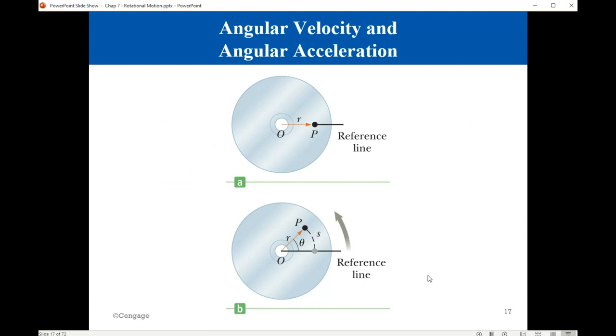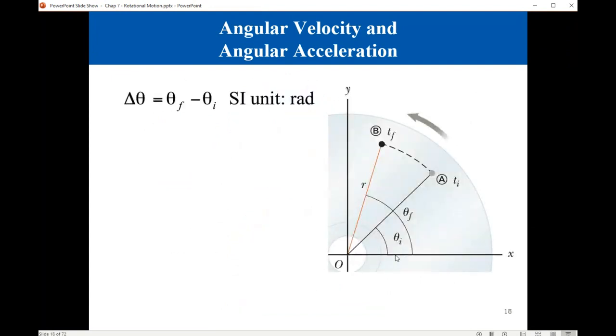Usually, when we study rotational motion, we need a reference line, and usually the reference line is the horizontal x-axis. We start measuring the angle from that reference line. As time propagates, the object moves in this circular path, and the angular displacement changes. Suppose the initial angle was theta I for initial. The final angle was theta F for final. So delta theta, the angular displacement, is equal to theta F minus theta I.